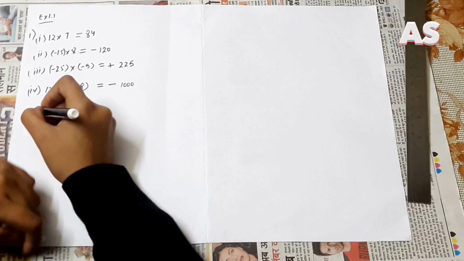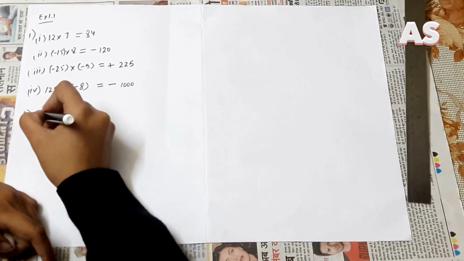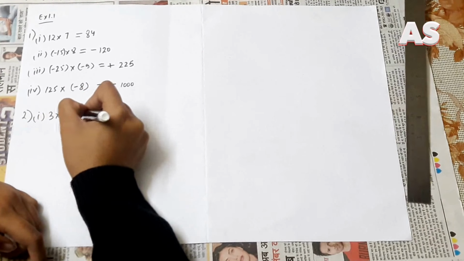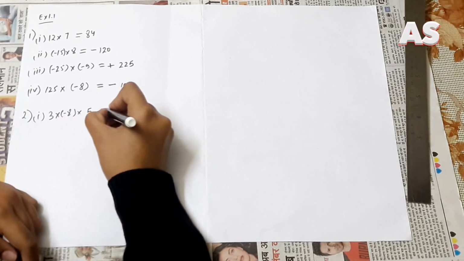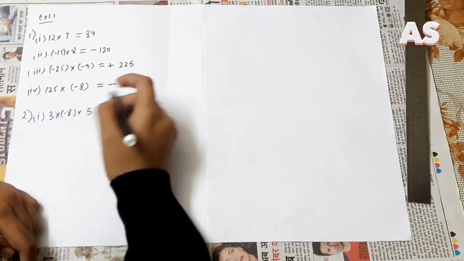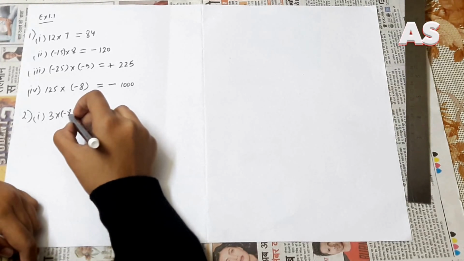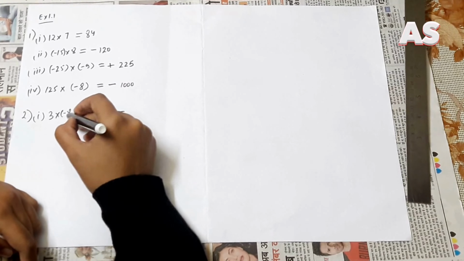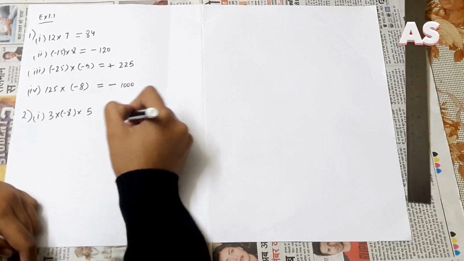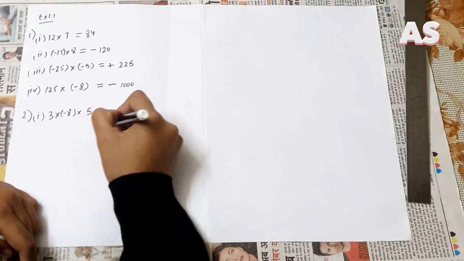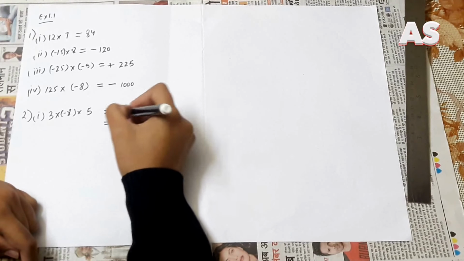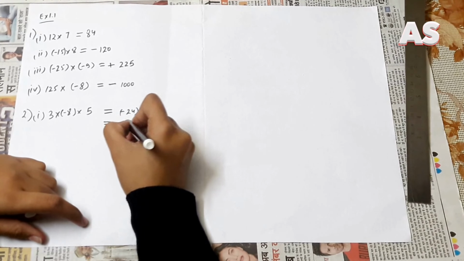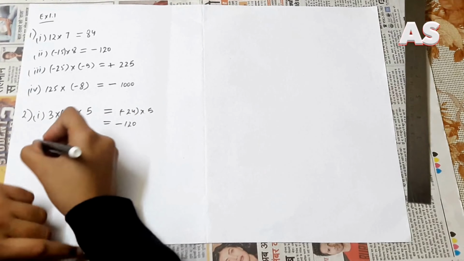Now the second question, it says find each of the following products. First part, it's 3 into minus 8 into 5. So we'll always start from the left end. Negative into positive would be negative, and 8 into 3 is 24. So minus 24 into 5. Then again it's negative and positive, so negative. Now you will multiply 24 by 5, which is 120. So it's minus 120.